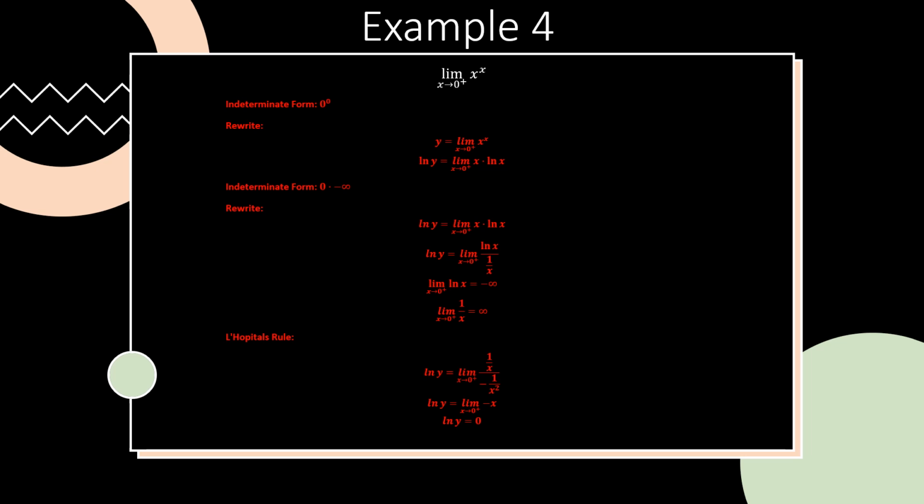All right. Now, since I took ln of both sides, I need to get rid of that ln on the y. So in order to get rid of the ln on y, I'm going to e both sides. So I get y equals e to the 0, or y equals 1.